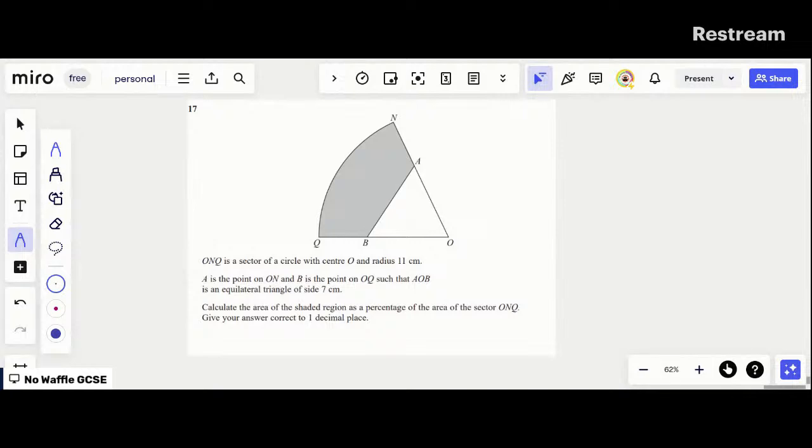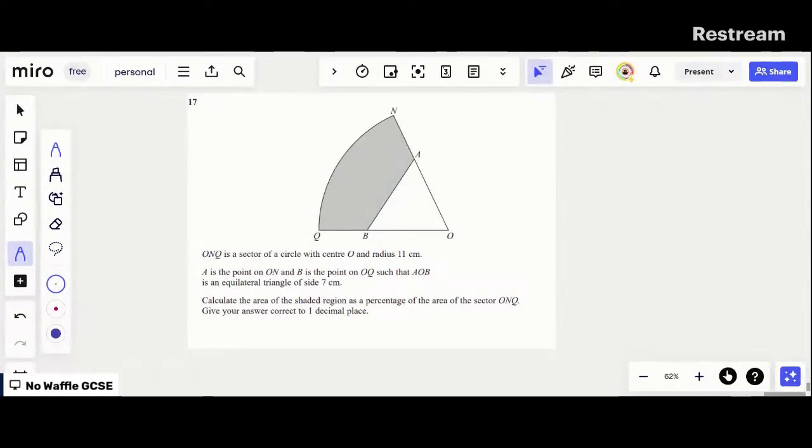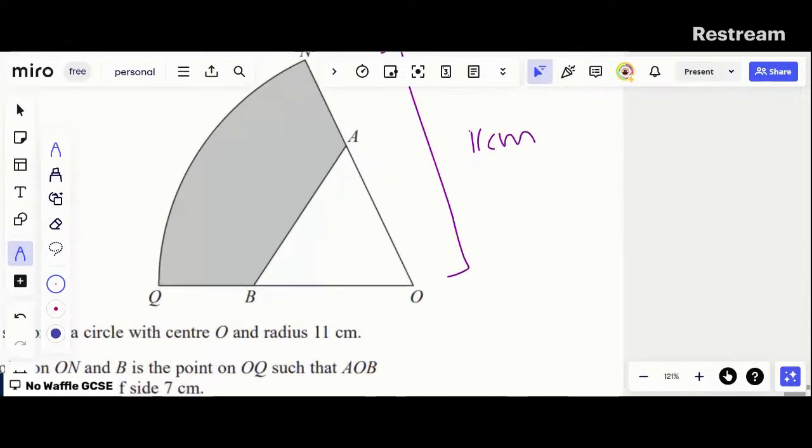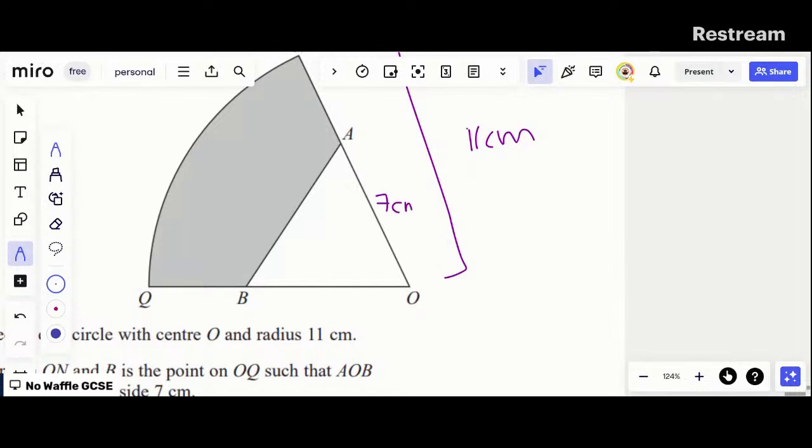Okay, let's do this. Using the information we're given, we're told that the radius is 11 centimeters. So we know that this length here is 11 centimeters. What else are we given? We're given that it's of side 7 centimeters. So this part here is 7 centimeters. And therefore each of these angles are 60 degrees. We don't know if that will come in handy, but it's worth writing it out.